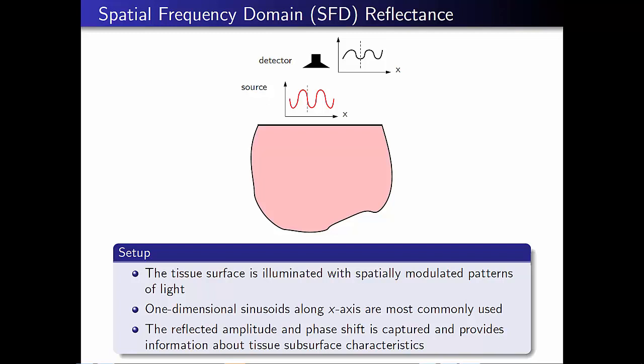So as you guys know, the tissue surface is illuminated with a spatially modulated pattern, and usually it's along the x-axis, although for generality it could be along the y-axis as well. Then we measure the amplitude change and the phase change of the resulting diffusely reflected light, and that gives us information about the tissue subsurface characteristics.